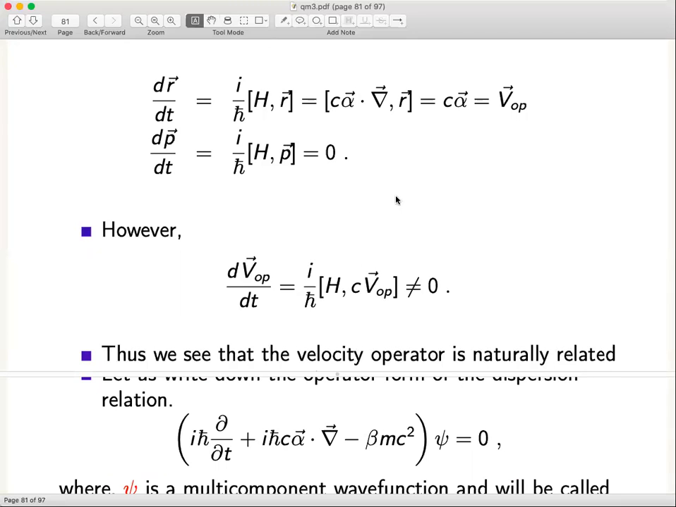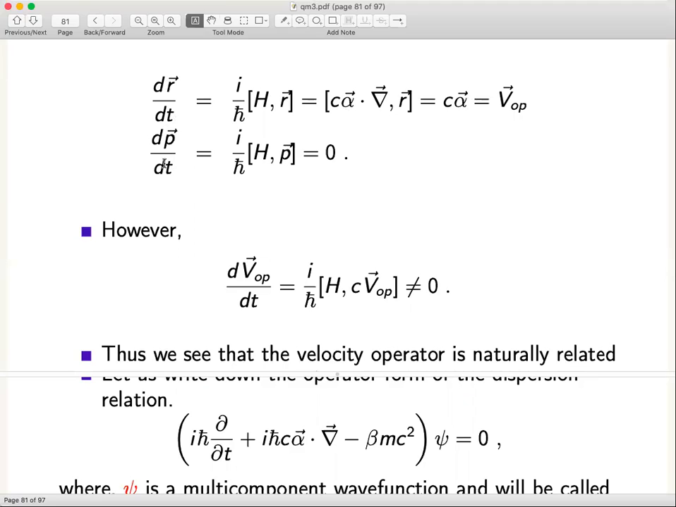Beta times mc squared will of course commute with r, because there is no differential operator in it. So the H, r commutator is basically this commutator. Now the gradient operator would act on r exactly when the appropriate derivative clicks, and that would give you c times alpha. That is velocity, because it is dr by dt.